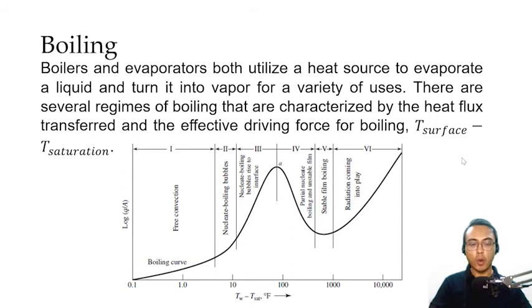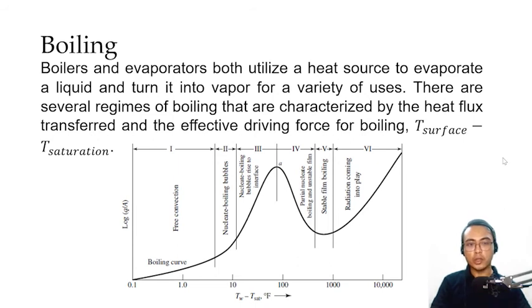Next, let's take a look at boiling. So for boiling, we can characterize the heat transfer coefficients based on the regime where it falls. For boiling, we have 6 different regimes as illustrated in this table from 1 to 6, and the characteristics of each regime are dependent on the difference between the surface temperature and the saturation temperature of your fluid.